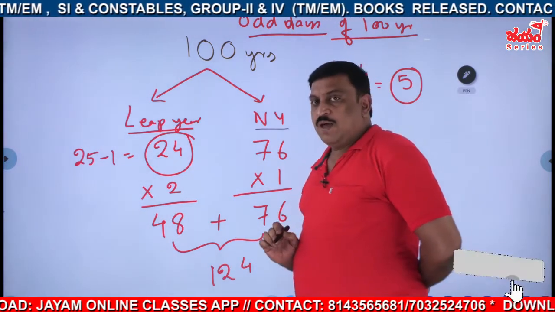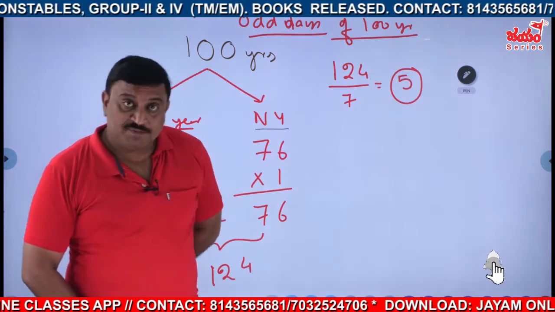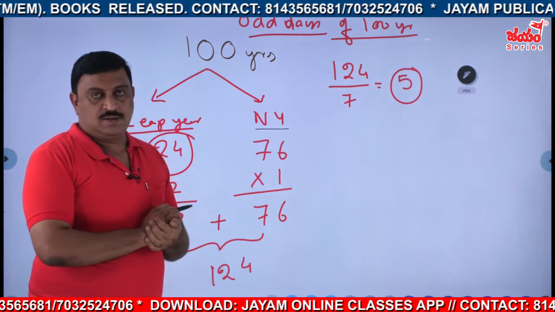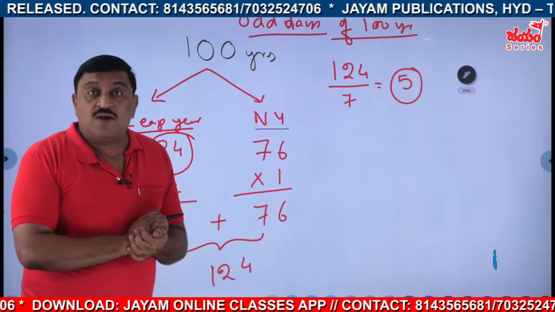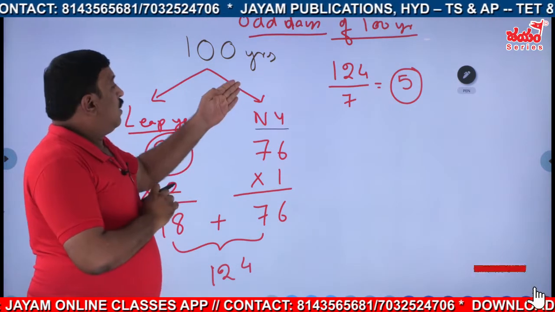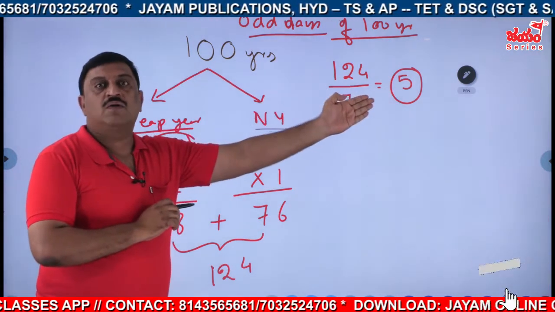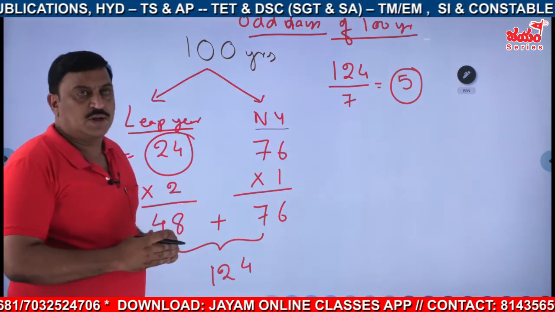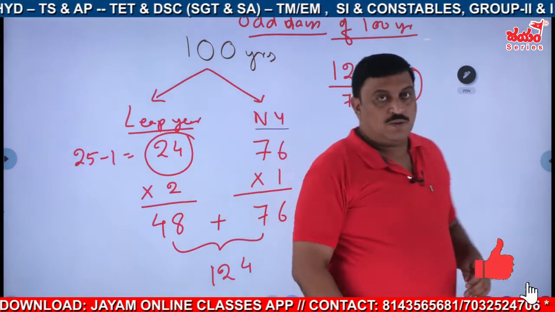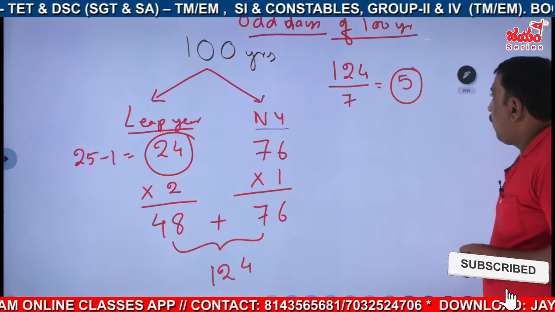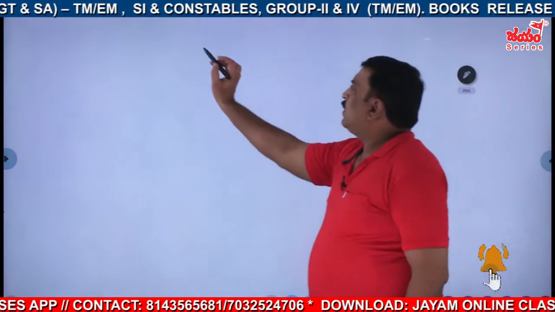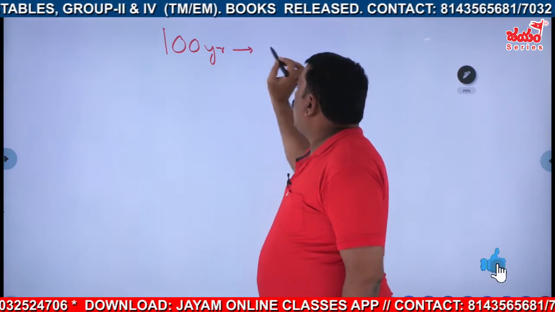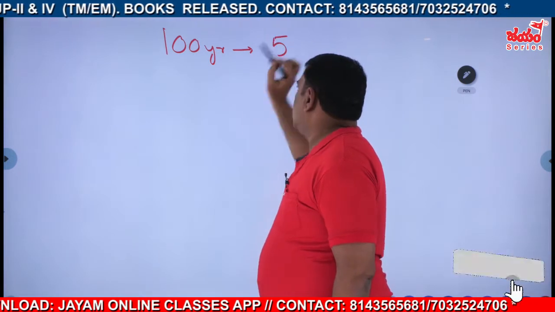Yes, we got it now. For 100 years, how many odd days? It is 5 odd days. This is for the first 100 years, not every 100 years. Don't say it like that. In the first 100 years, you will have 5 odd days. Now I will make a note on this. You see, the first 100 years will have how many odd days? 5 odd days.